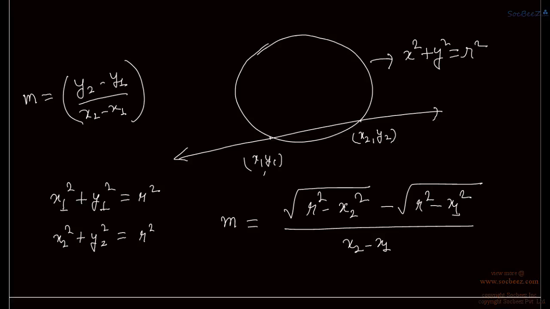Now this line becomes tangent when this point is very close to this. Let us name this point as A and this point as B. So if B moves closer to A, then we will be moving towards the equation of a tangent. Then the slope will be becoming closer to the slope of tangent.